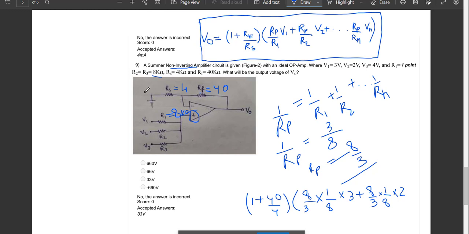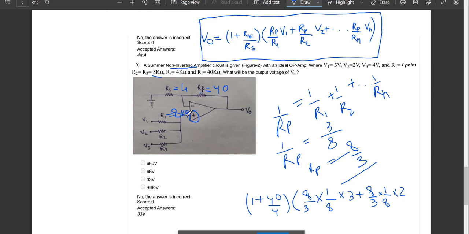No, ma'am, but KCL will make the job easier here. Simply if we put KCL at the inverting terminal, we will get the potential of the inverting terminal, and by applying the virtual short concept, the same potential will be at the non-inverting terminal, and then once we get the non-inverting terminal's potential, we can find out V naught. Simply 2 equations will make the job done. Yeah, okay.